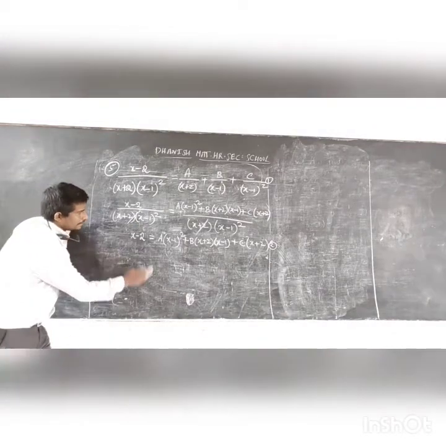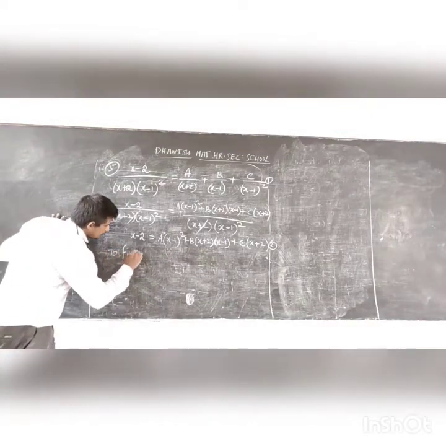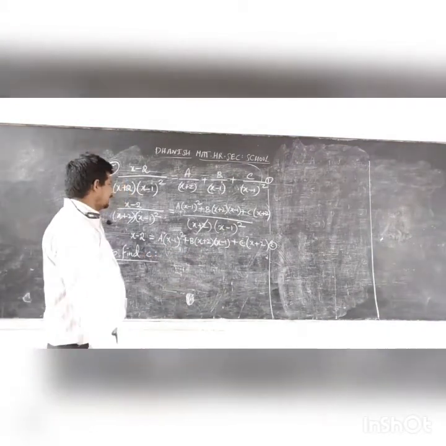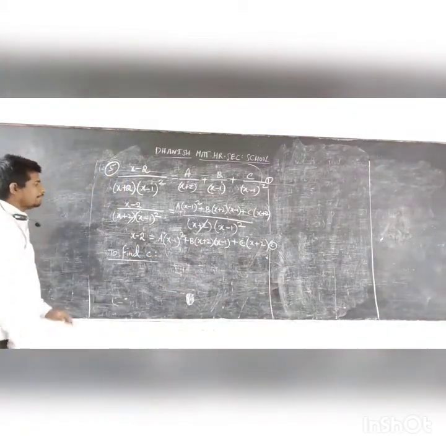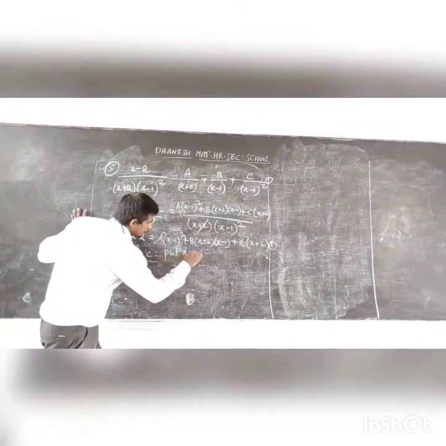First we can find c. So to find c, look at the a and b term. Here we have x minus 1 as a common factor. So I'm going to put x as 1.